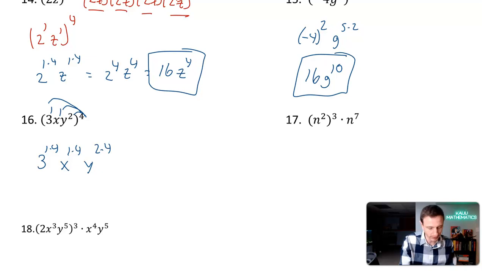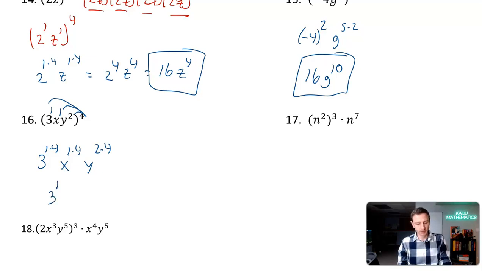And if you're having trouble understanding why that is, just think about what's happening. This is 3xy squared times 3xy squared times 3xy squared times 3xy squared. It's 3xy squared being multiplied 4 times. So it's 3 times 3 times 3 times 3. It's 4, 3 is being multiplied. So that's why we have to get that exponent.